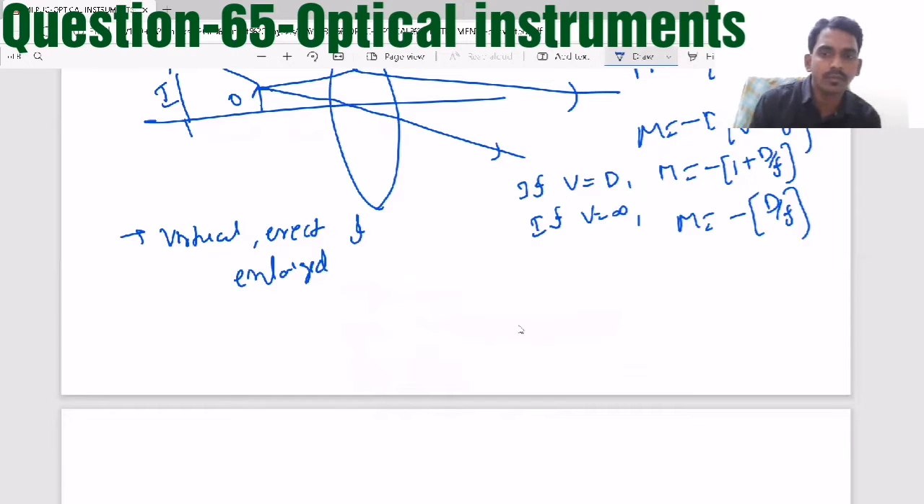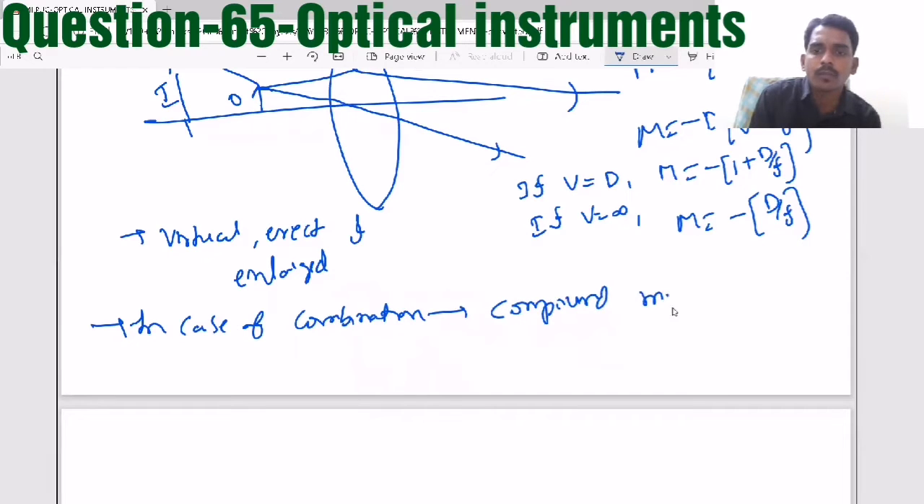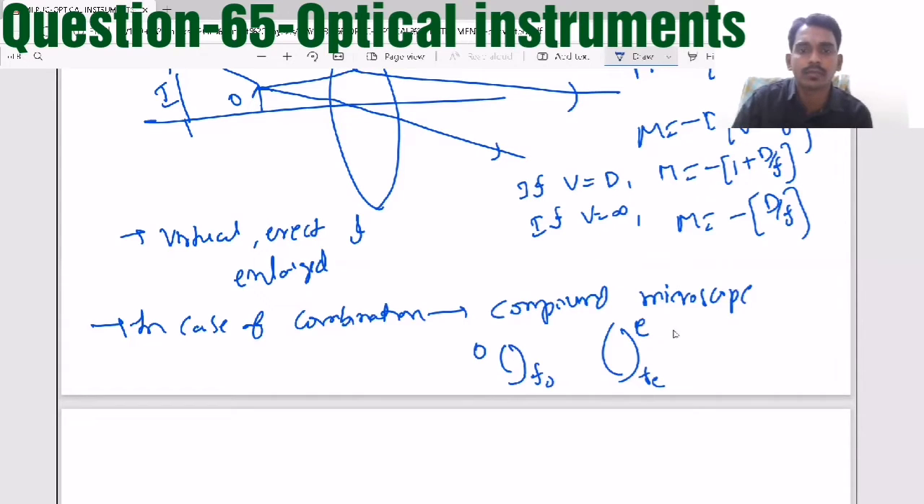Then comes the combination of lenses. In case of a combination, we get the compound microscope. A compound microscope means there are two lenses. One is the objective, another one is the eyepiece. The objective has focal length f0, the eyepiece has focal length fe.